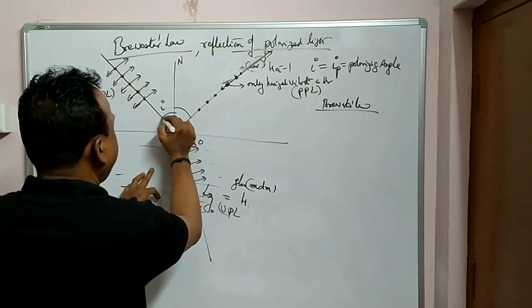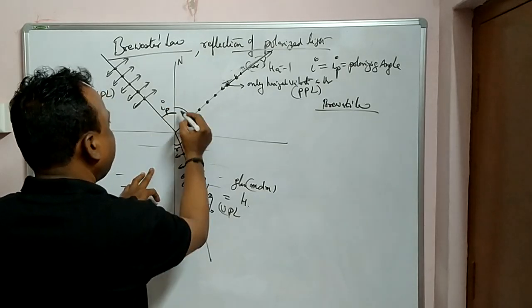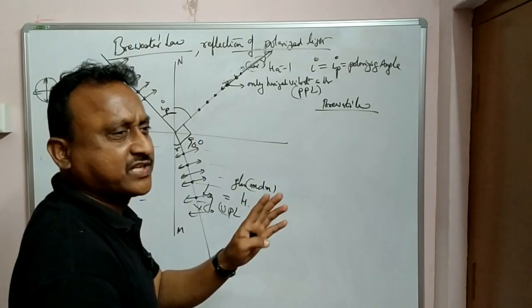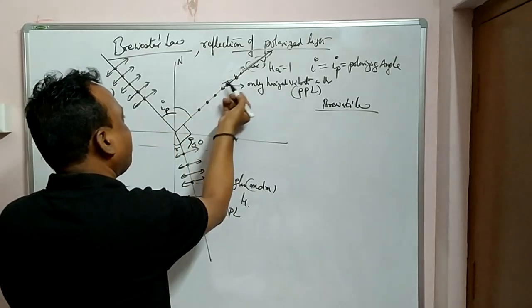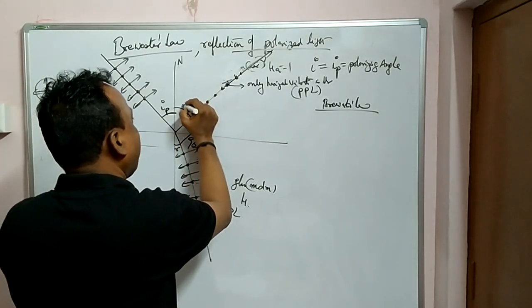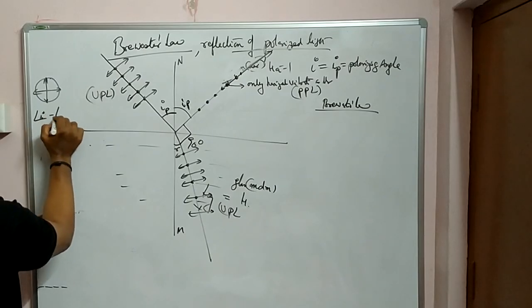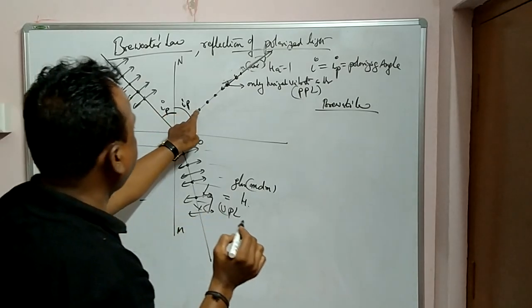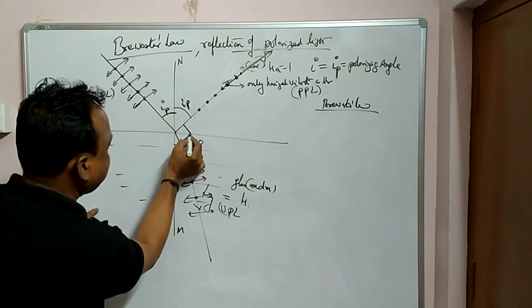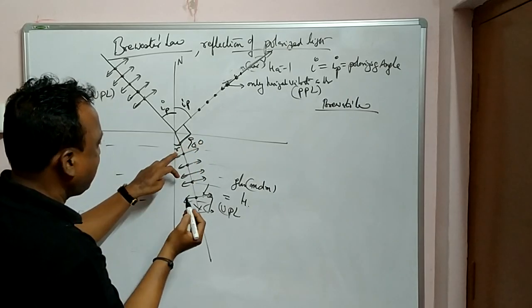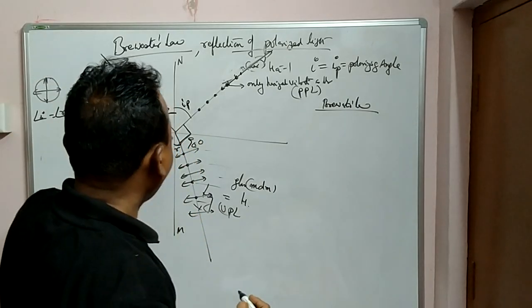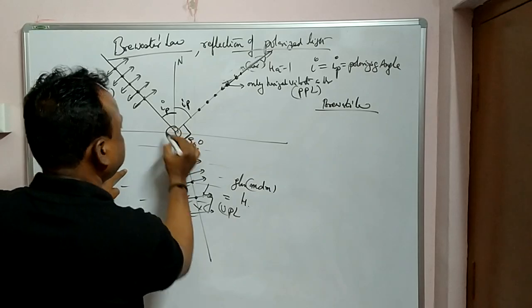At that point, angle I is equal to IP. From the law of reflection, angle of incidence is equal to angle of reflection, so IP is equal to IP here. And this is 90 degrees. And this is R, the refraction angle. Now we'll apply Snell's law at this point.